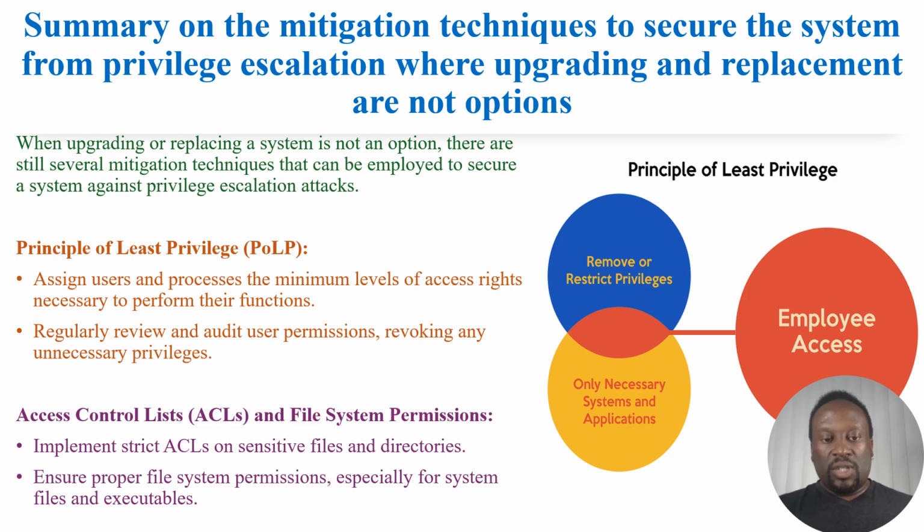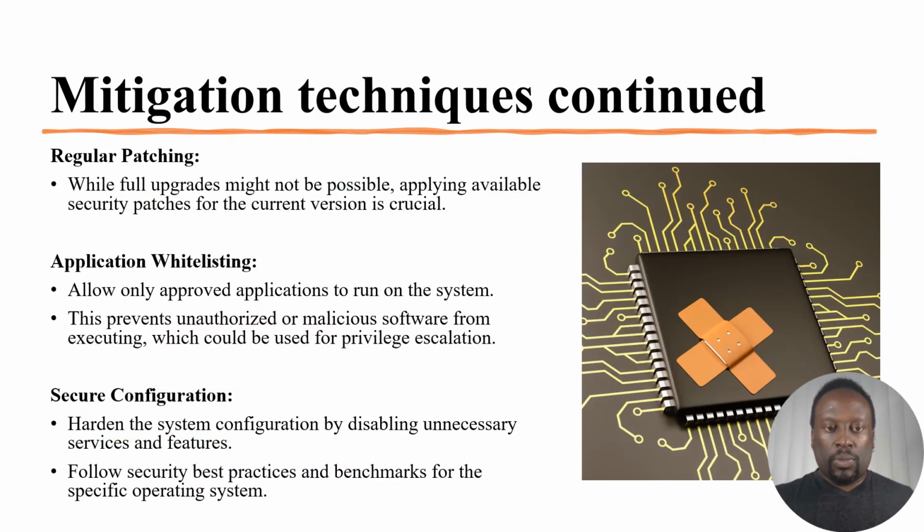Access control lists and file permissions. Here we implement strict ACLs on sensitive files and directories and ensure proper file system permissions, specifically for system files and executables. Modular patching is also a mitigation technique. We have application whitelisting, where you only allow approved applications to run on the system. This helps prevent unauthorized or malicious software from executing.